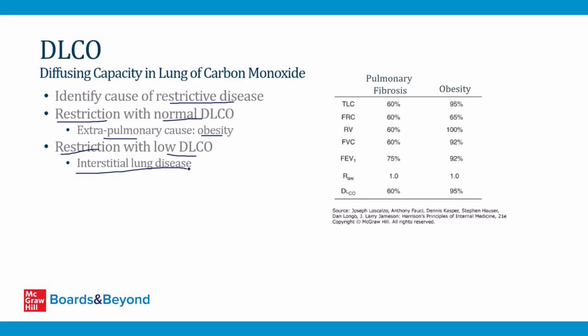And so, for example, if you look at this table here, which comes from a textbook, don't worry too much about these numbers at the top, but look at the DLCO along the bottom. This is a patient with pulmonary fibrosis, which is a form of interstitial lung disease, and the DLCO is 60%. And then this is a patient with obesity, which is a cause of restrictive lung disease through poor breathing mechanics, and you can see that the DLCO is almost 100% of what's predicted.